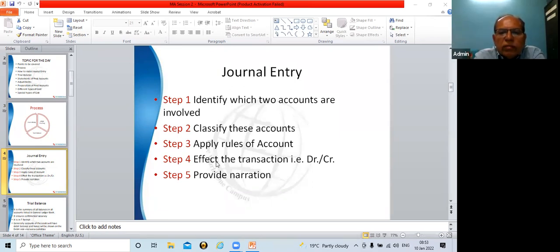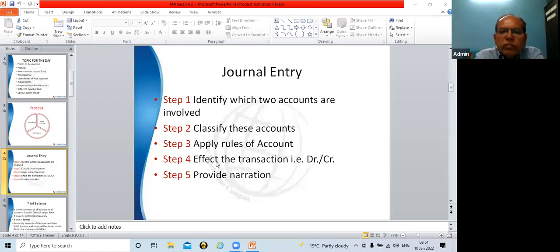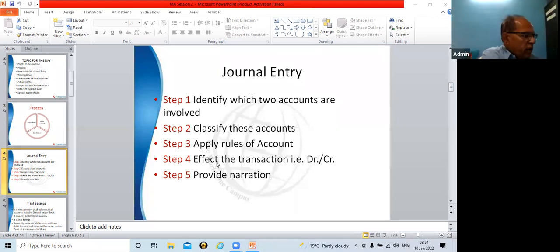In the last session, we learned what drawing is. Do you remember? We have learned this drawing concept. So drawing is one account, and the other account is either cash or bank, rupees 1,000. Cash or bank. So that is the second account.